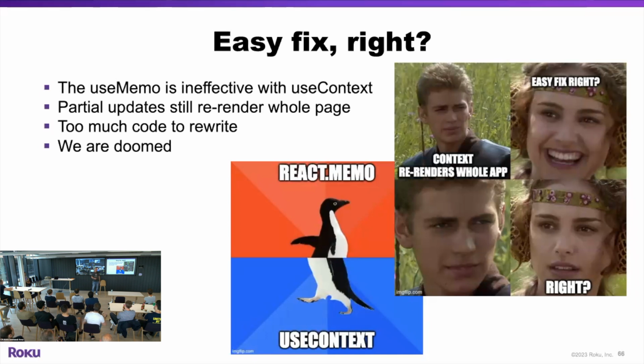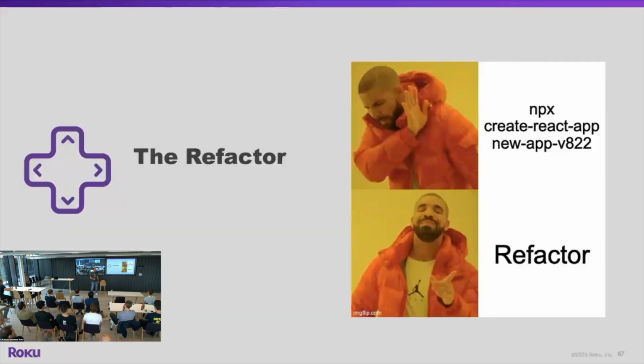So yeah, we are doomed, right? We should just throw the entire application out the window and npx create-react-app version 800. Or we could go with the other option and just try to refactor the thing.